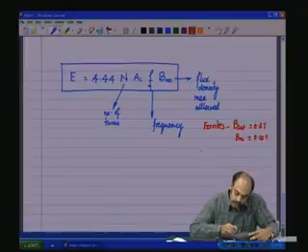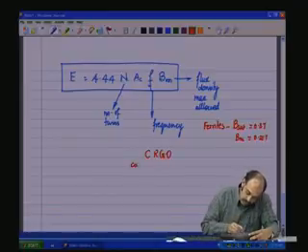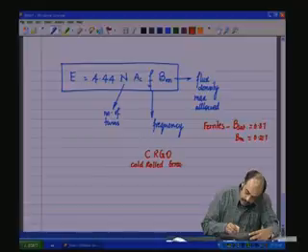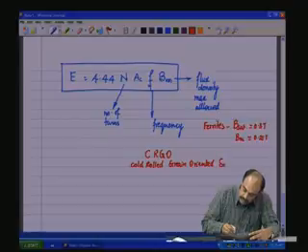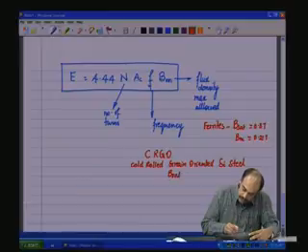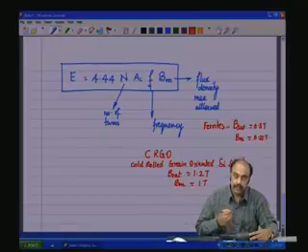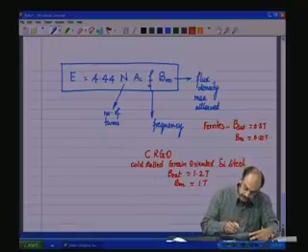For CRGO, this means cold rolled grain oriented silicon steel, B sat is around 1.2 Tesla, and normally Bm is chosen around 1 Tesla, so that it is less than the B sat value and still retains the magnetic properties.